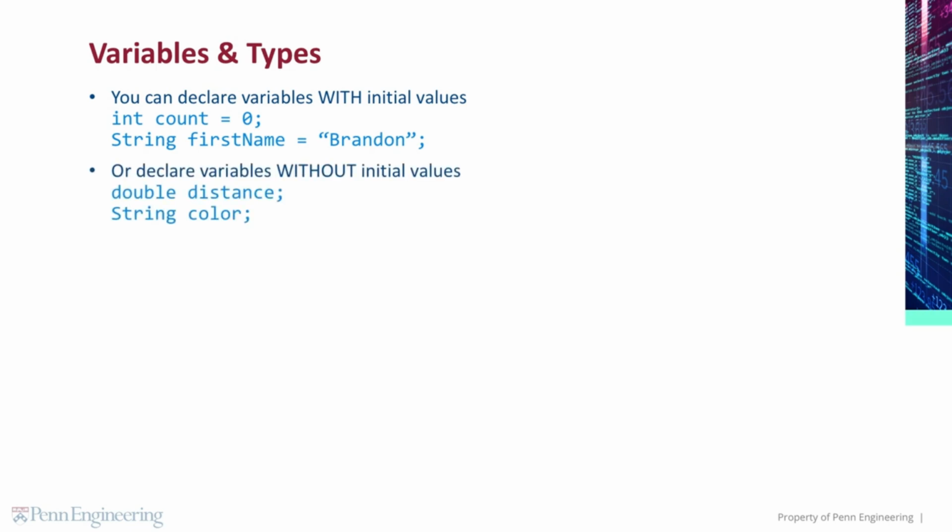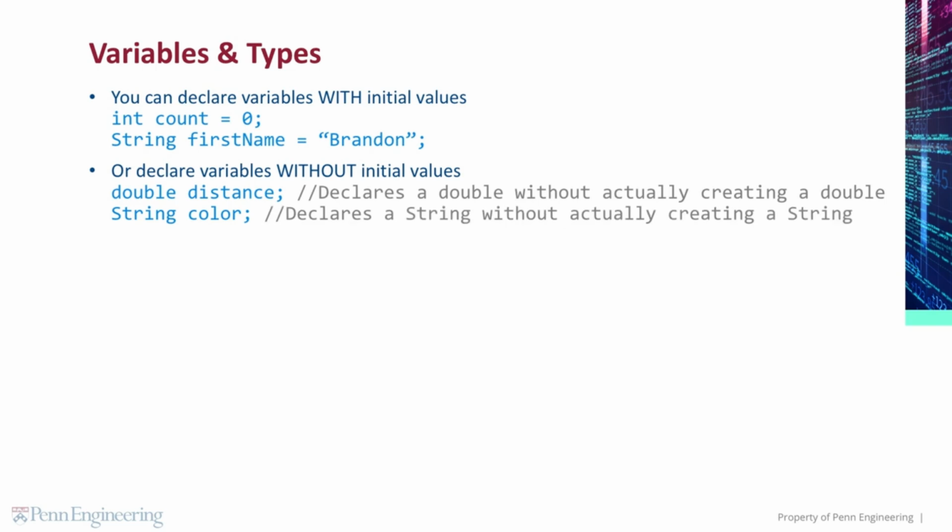You can also declare variables without initial values. This declares a variable distance of type double without actually creating a double. And this declares a variable color of type String without actually creating a string. And then, of course, we can set the variables later in our code. Here we give the variable distance a double value, and we give the variable color a string value.